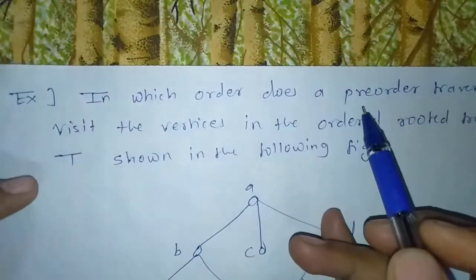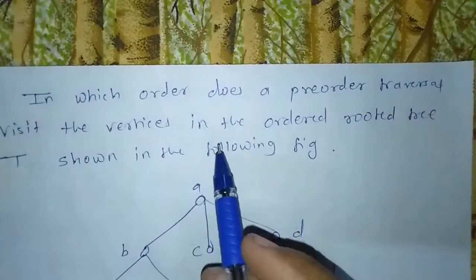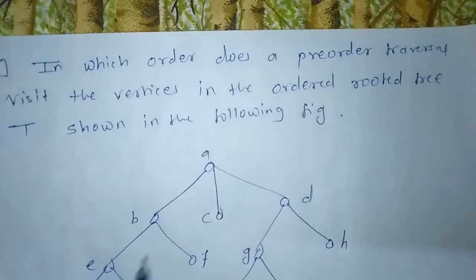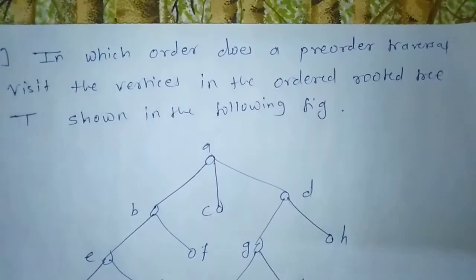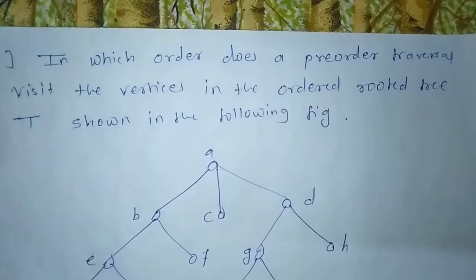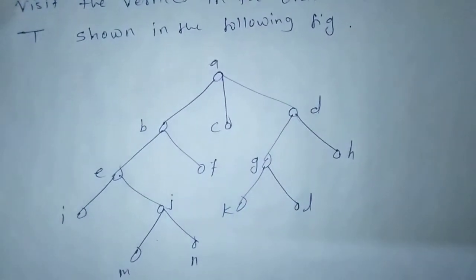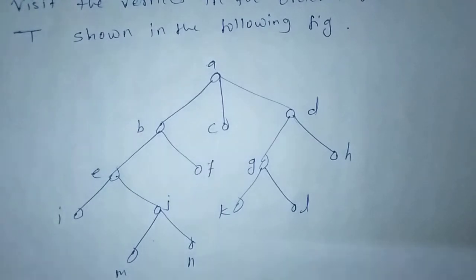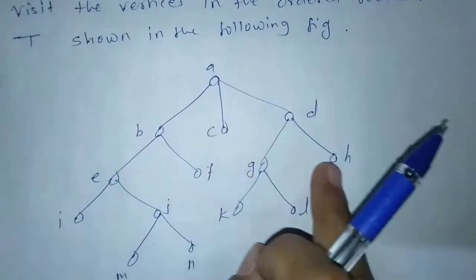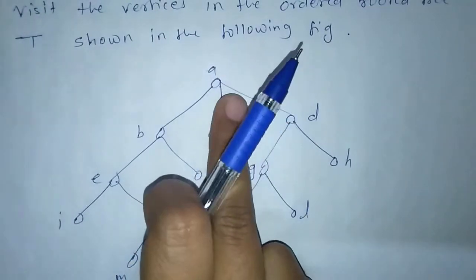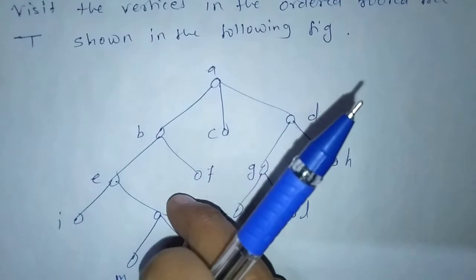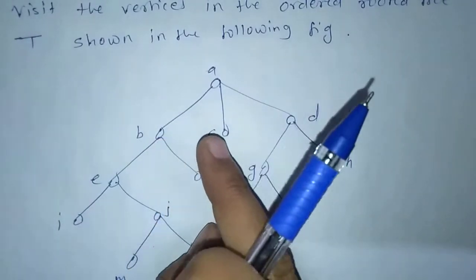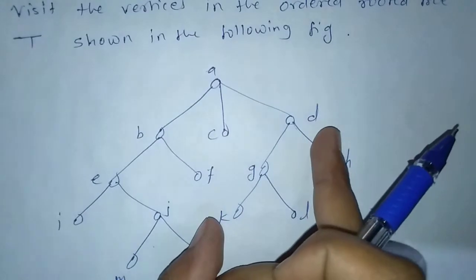In which order does a preorder traversal visit the vertices in the ordered rooted tree T shown in the following figure? The steps of the preorder traversal of T are shown in this figure. Now we traverse T in preorder by first listing the root A, followed by the preorder list of the subtree with root B, followed by root C, then followed by root D.